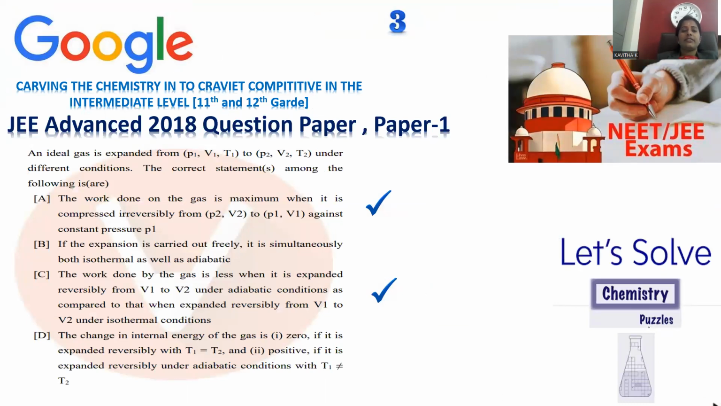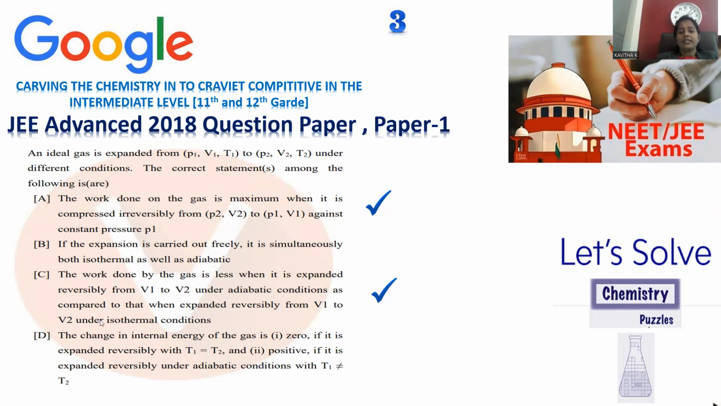Question number three is given from the JEE Advanced 2017 question paper, Paper one. An ideal gas expands from P1, V1, T1 to P2, V2, T2 under different conditions. Initial pressure, volume and temperature are mentioned as P1, V1 and T1, and final pressure, volume and temperature are designated as P2, V2 and T2 under different conditions. The correct statements among the following are: so what are the correct ones we have to identify?